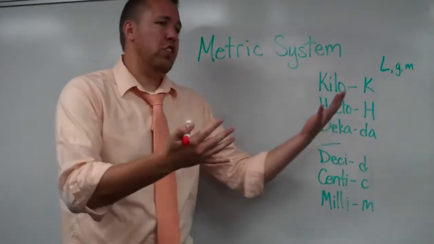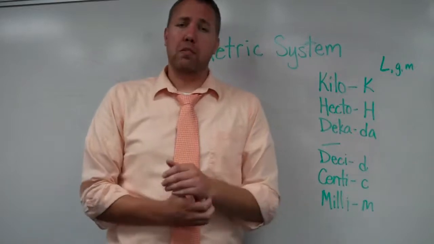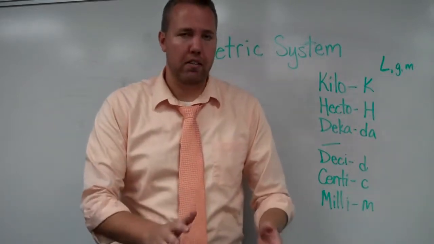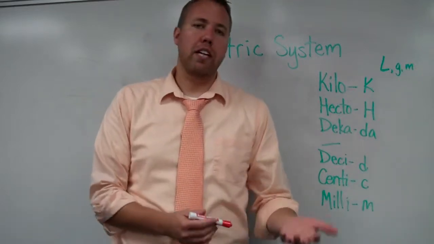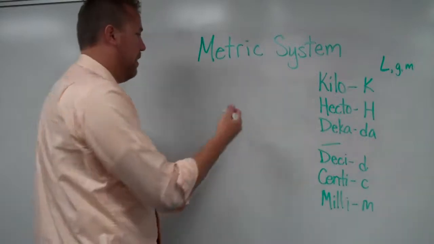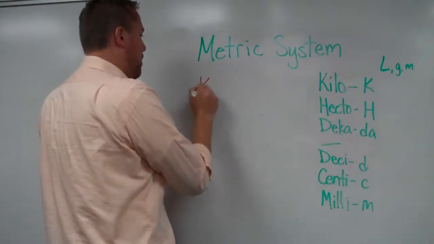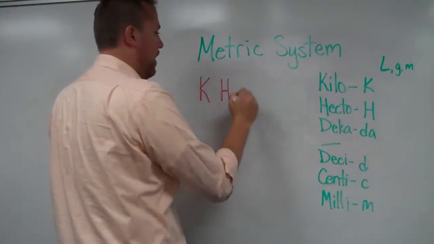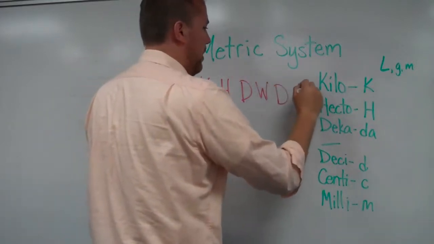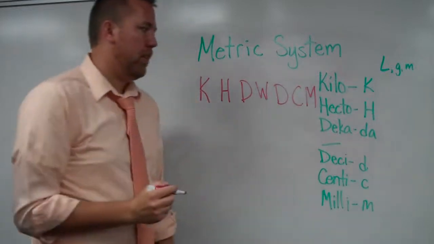But the way that I like to remember the metric system is by a simple phrase. King Henry died. I know it's a sad phrase. But King Henry died while drinking chocolate milk. I know, terrible. I'm sad. But I just remember this. King Henry died while drinking chocolate milk.